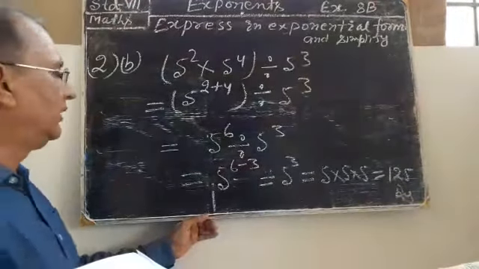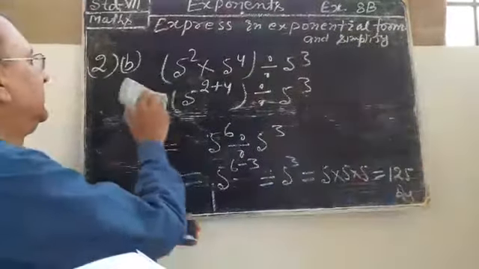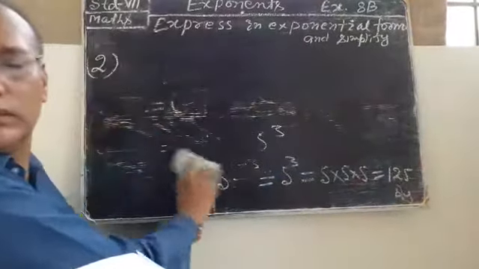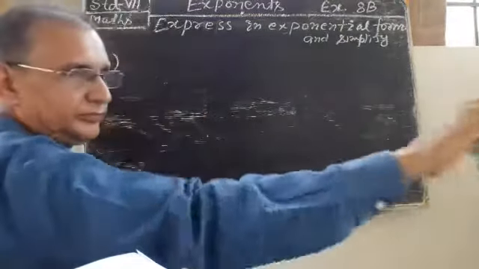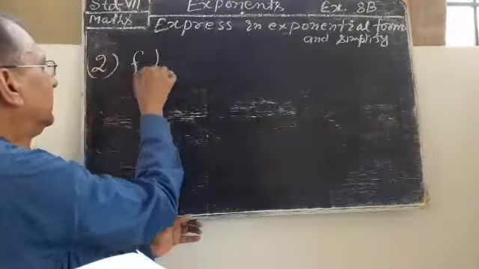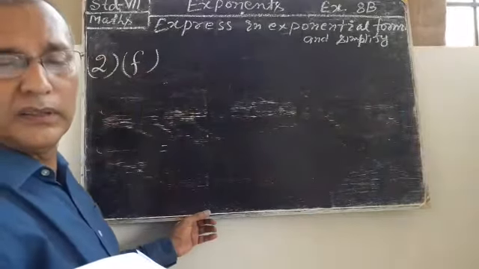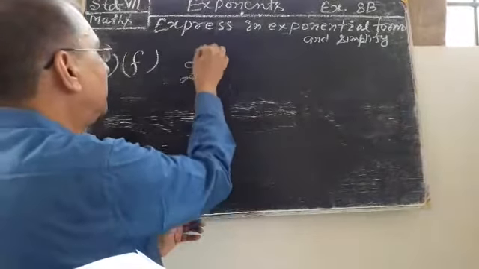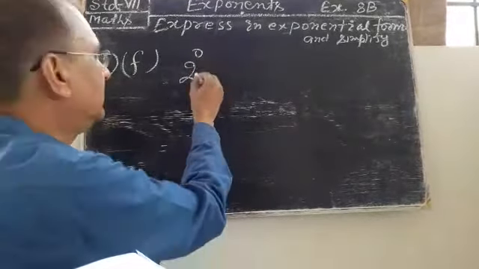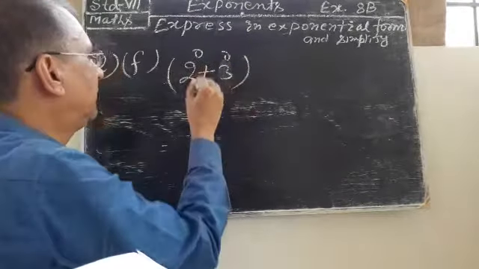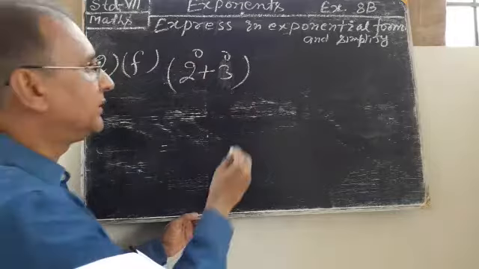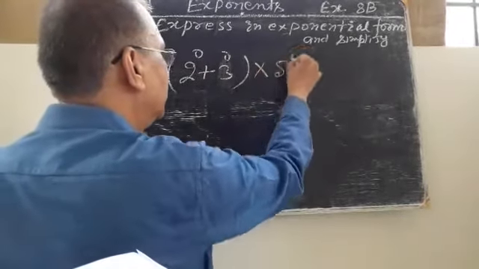Now, the next question is question number F. The questions are of different type. Question number F is 2 power 0 plus 3 power 0 multiplied by 5 power 0.